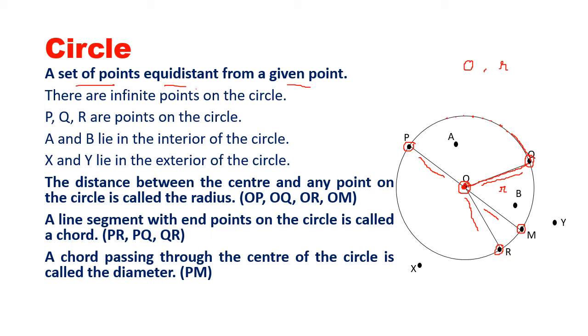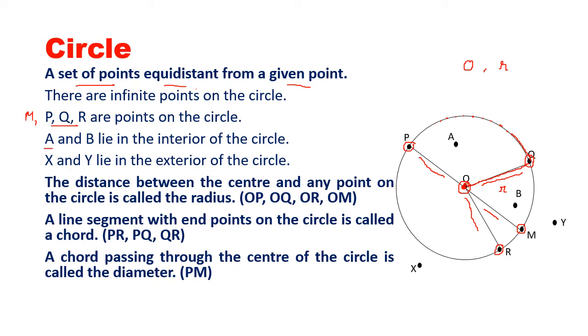If you count, there are infinite points on the circle. But what is the circle? The circle is a set of points at the same distance from a given point. So there are infinite points on the circle. Now points P, Q, R and M, all of these, even M, are on the circle.